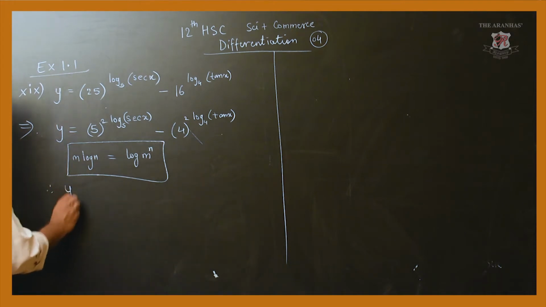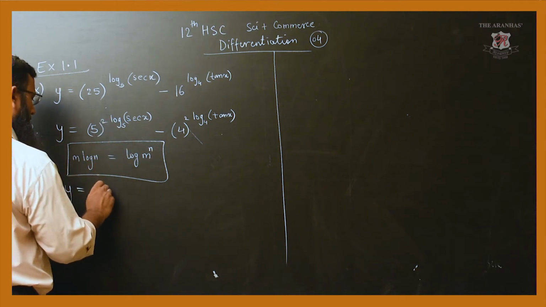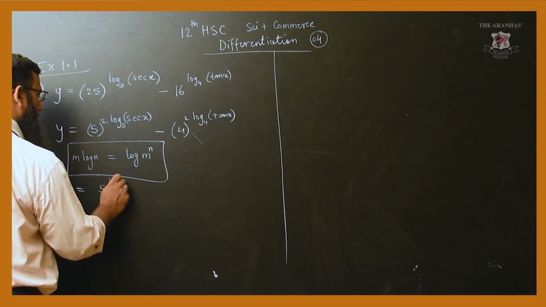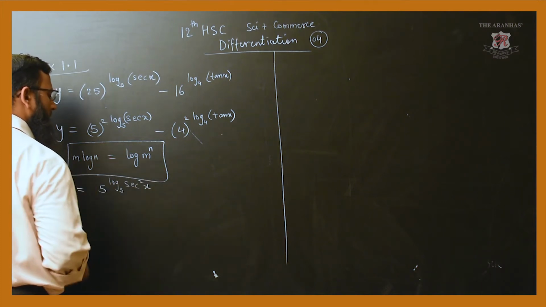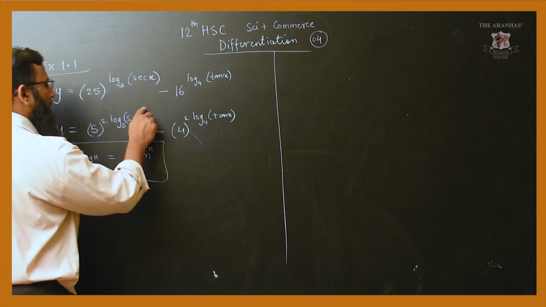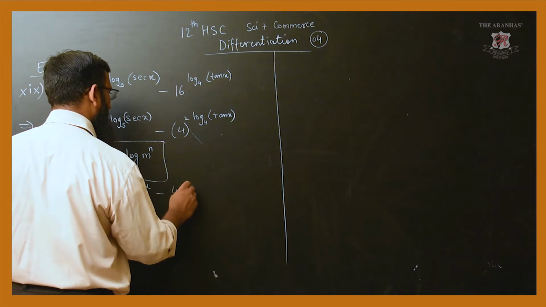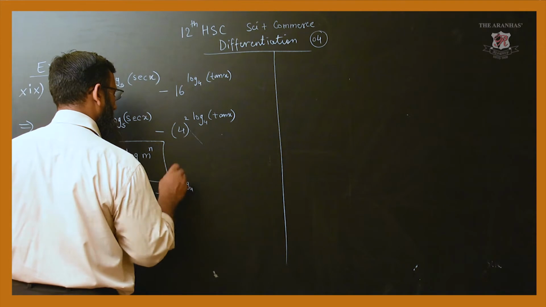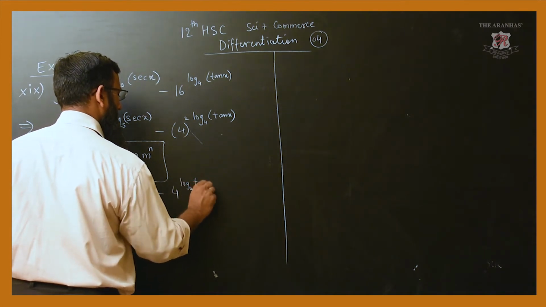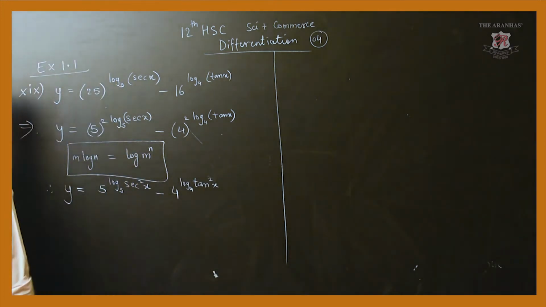So in that case, y is equal to 5 to the power log to the base 5 of sec x, and square of this. That 2 goes in the power here as per the rules of logarithm. And then here 4 to the power log to the base 4 of tan x, and square. Now this is our equation which we have obtained.